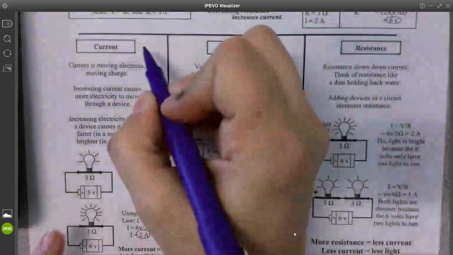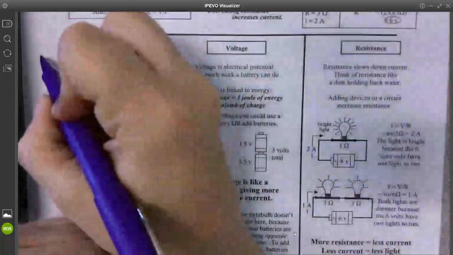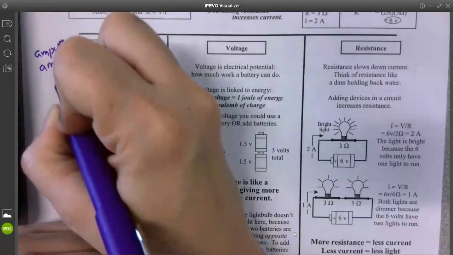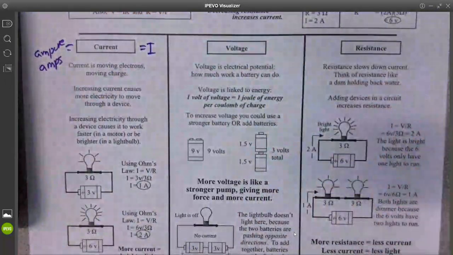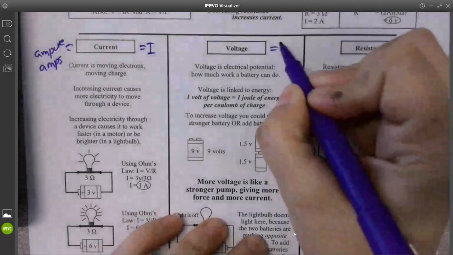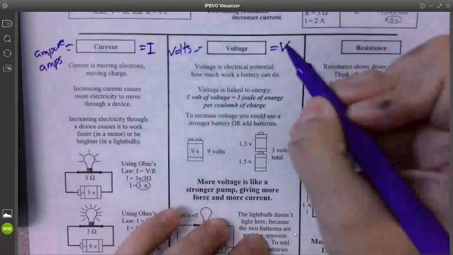So your current is going to be equal to the abbreviation I, and current is measured in amperes or amps. And if you increase the current, you're going to gain more electricity through a device. If you increase the electricity in the device, it's going to move faster, or it's going to burn brighter. Voltage is measured in volts and is abbreviated by the letter V.